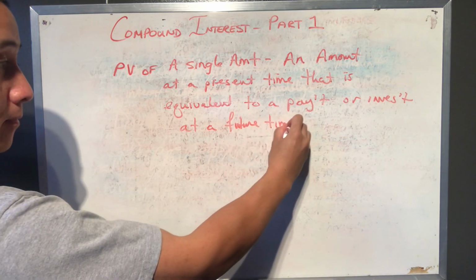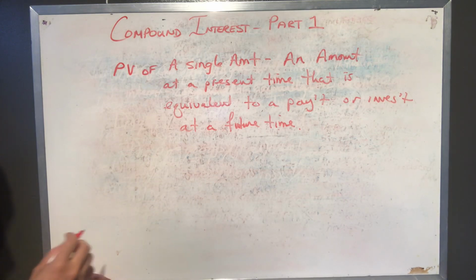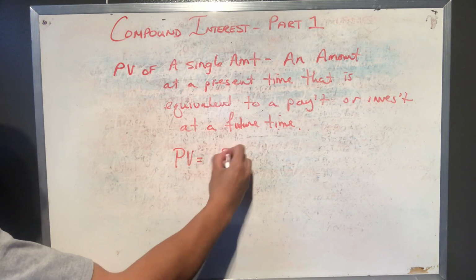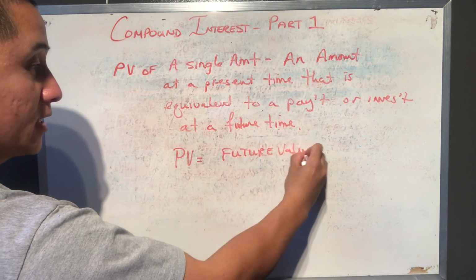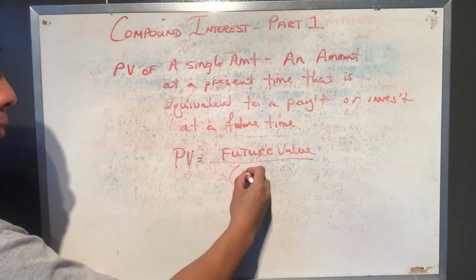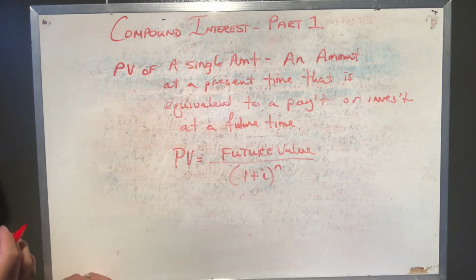Now the formula for this would be present value is equal to the future value, and we're going to be discounting it backwards. That's why we are dividing it by 1 plus interest rate to the n, which is again the compounding period.